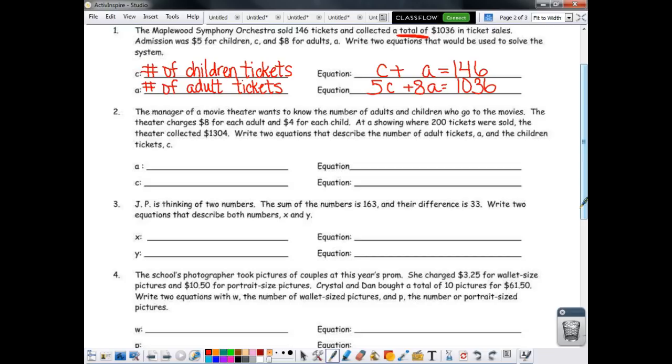Okay, so look at number 2. The manager of a movie theater wants to know the number of adults and children who go to the movies. The theater charges $8 for each adult and $4 for each child. At a showing where 200 tickets were sold, the theater collected $1,304. Write 2 equations that describe the number of adult tickets A and the children tickets C.